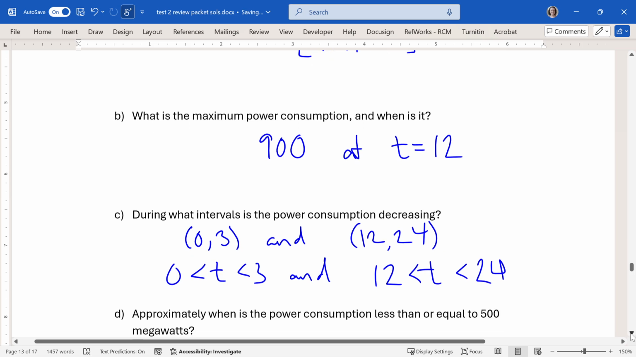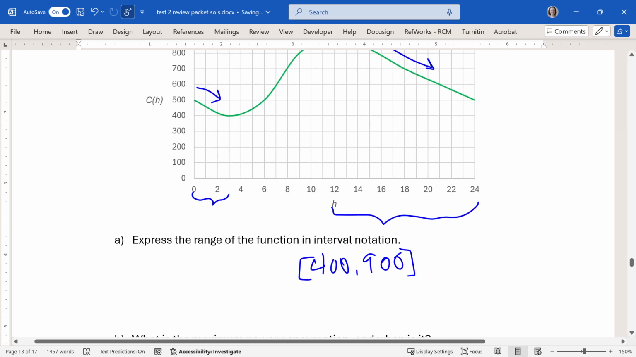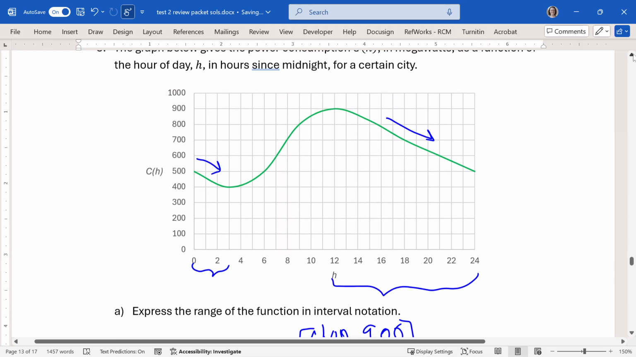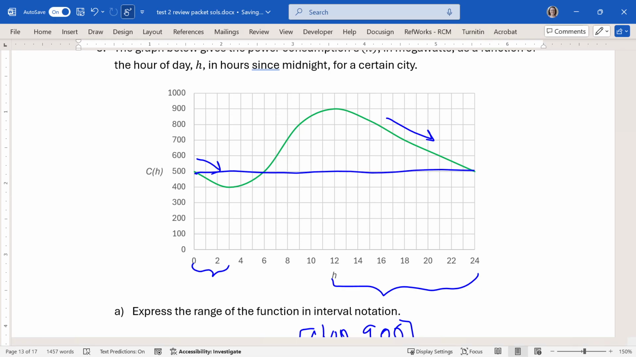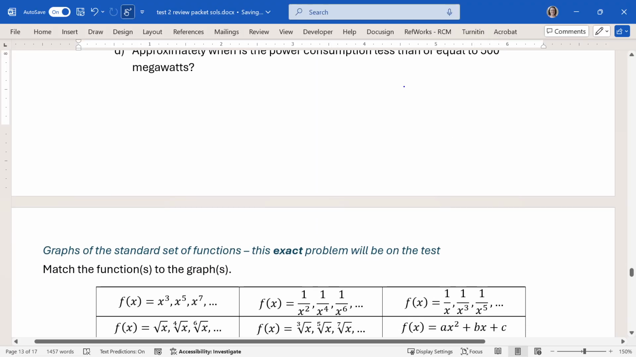Okay, and last question. Approximately when is the power consumption less than or equal to 500 megawatts? So less than or equal to 500. Looks like there's 2 times, so there's the interval from 0 to 6, and then there's also 24. So put both of those as answers. So 0 to 6 and 24.